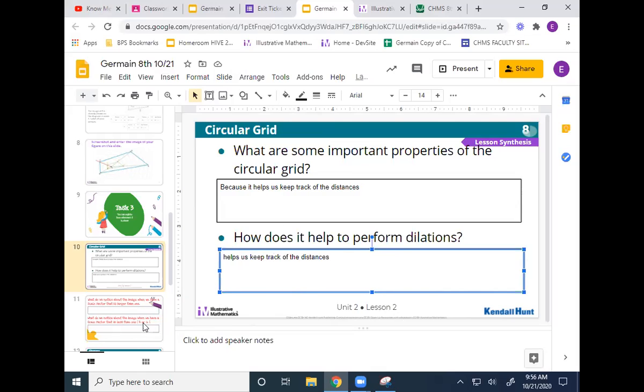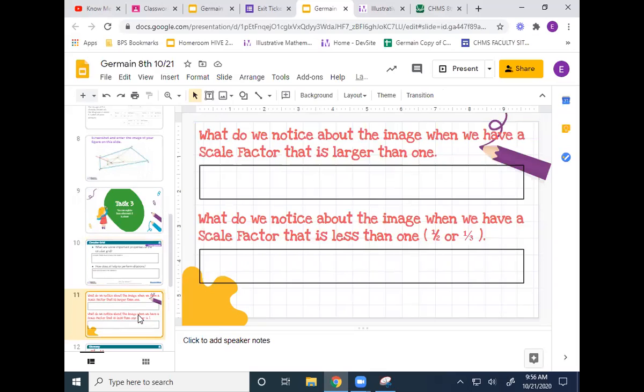Okay. And then what do we think about as we go through? If we slide down to slide number 11, what do we notice about images, about new shapes, when we have a scale factor that's larger than 1? So I want you to take a few moments right now to, in your own words, tell me, what do you notice about an image when we have a scale factor that's larger than 1? Type it in, and then I'm going to have somebody share out in about 25 working seconds. What do you notice when you have a scale factor that's less than 1?